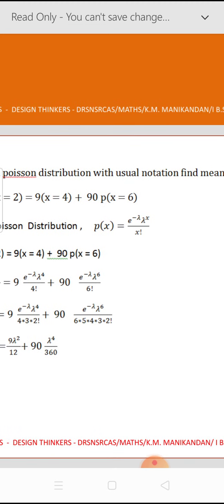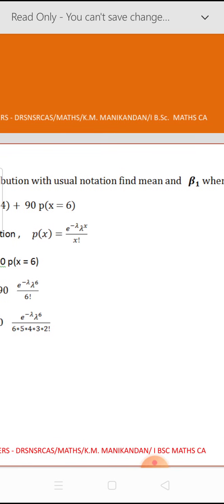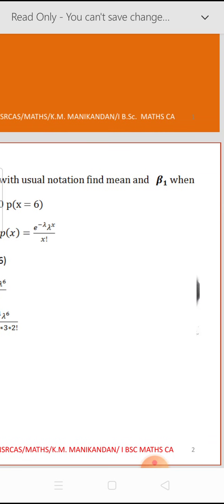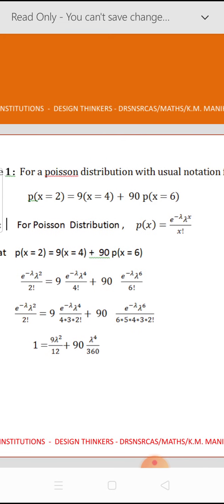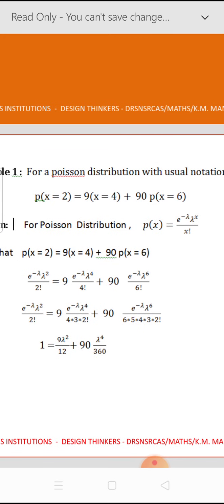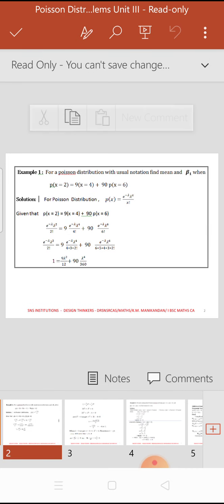For a Poisson distribution with usual notation, find the mean and the value of beta 1. The given condition is that probability of x is equal to 2 equals 9 times probability of x is equal to 4 plus 90 times probability of x is equal to 6. So the data is given. For a Poisson distribution, we know that the probability mass function is probability of x is equal to e power minus lambda, lambda power x by x factorial.